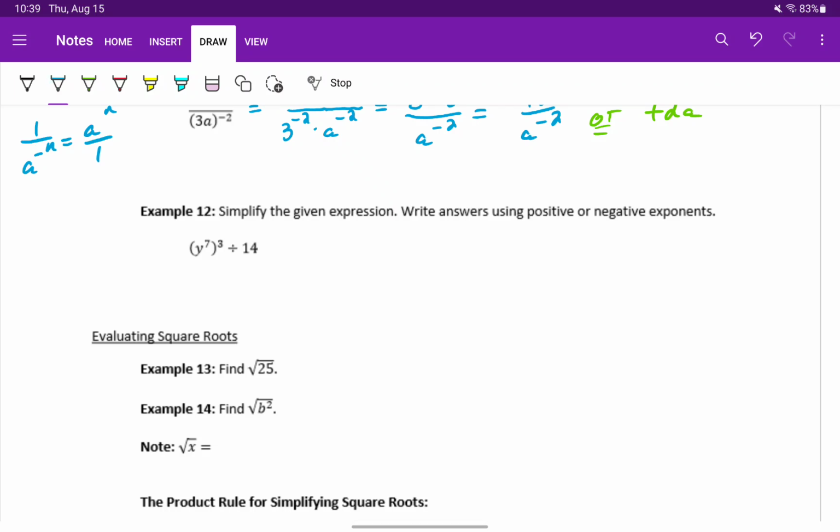Next we have y to the seventh to the third power. So we'll use the power to power rule, multiplying those together to get y to the 21 divided by 14. We can change that division symbol to a fraction to make this y to the 21st power over 14 as our final answer.